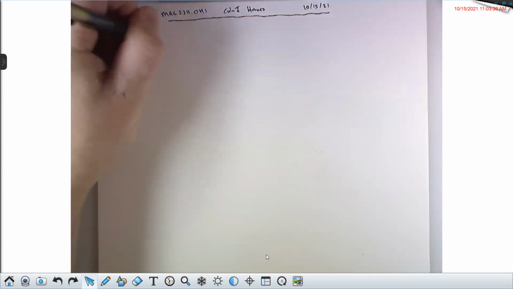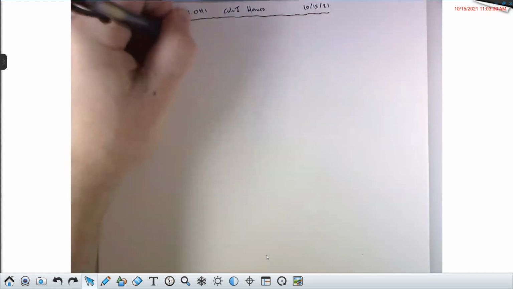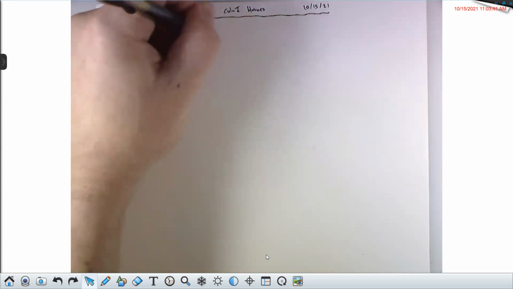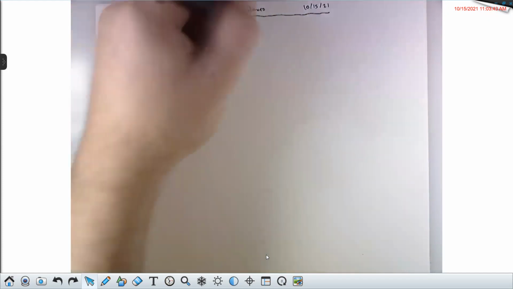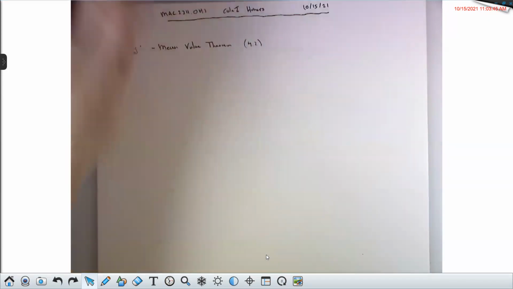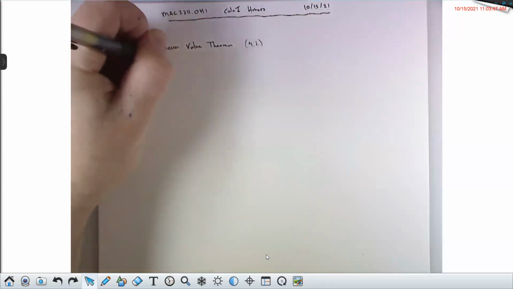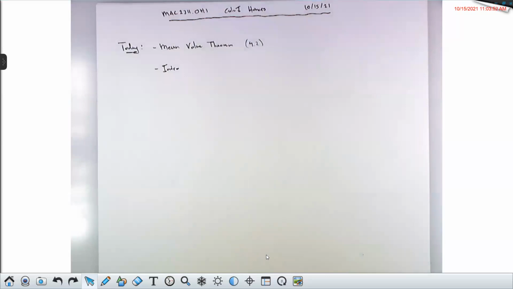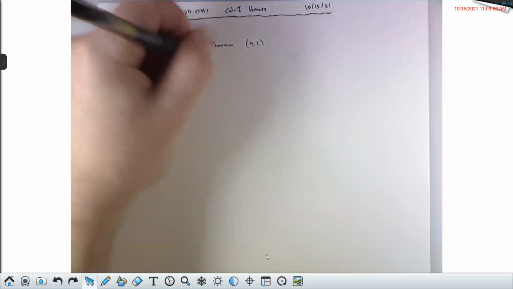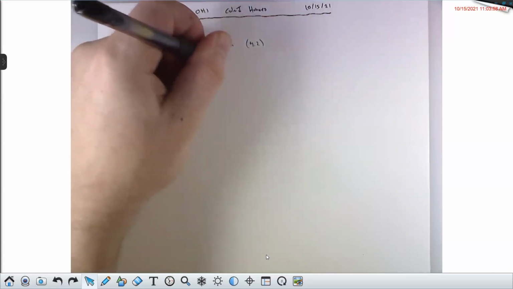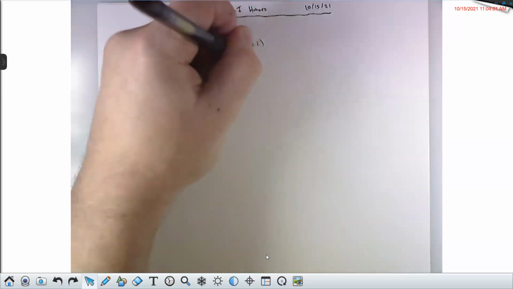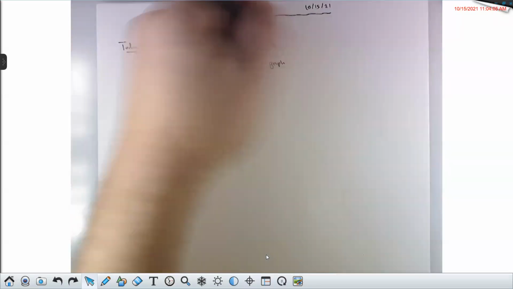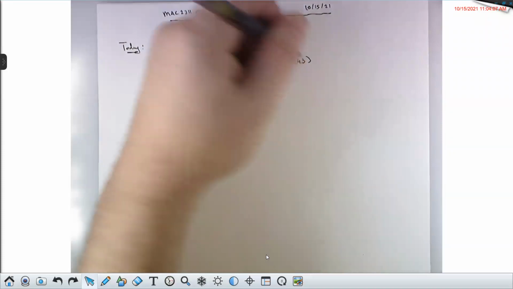Today we're going to talk about the mean value theorem, which is section 4.2, and a little bit on how derivatives affect the shape of the graph, from section 4.3.